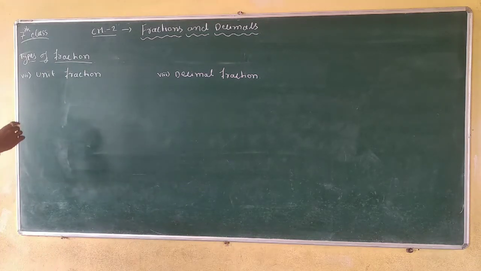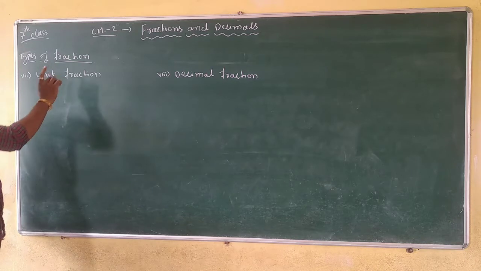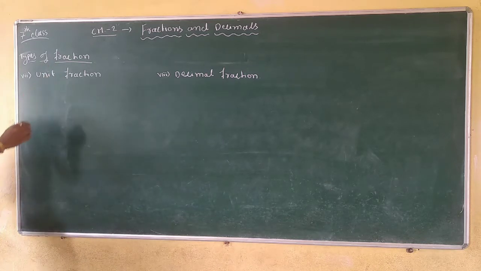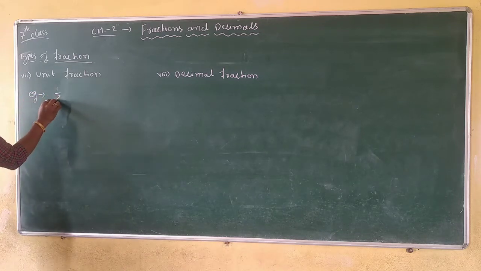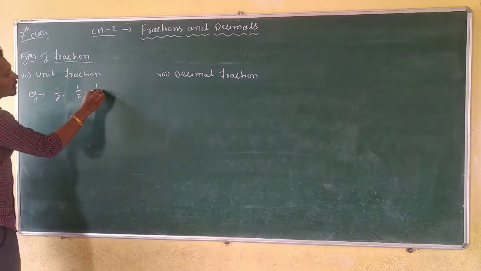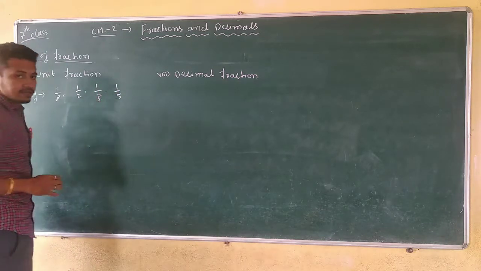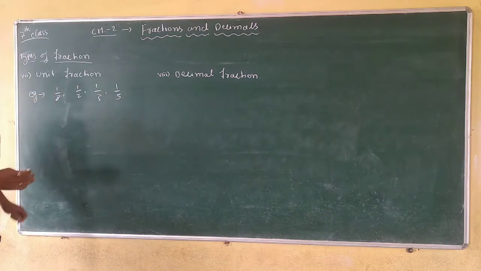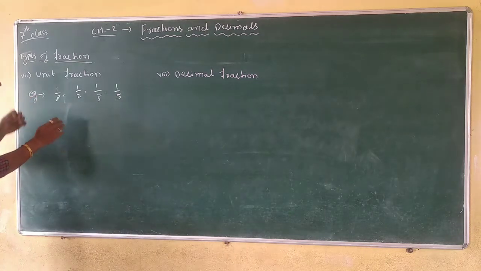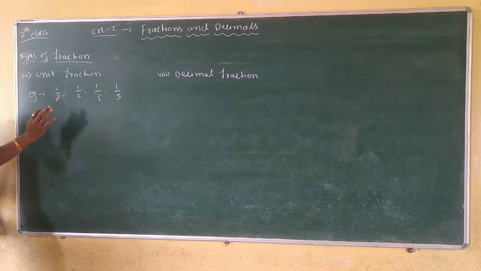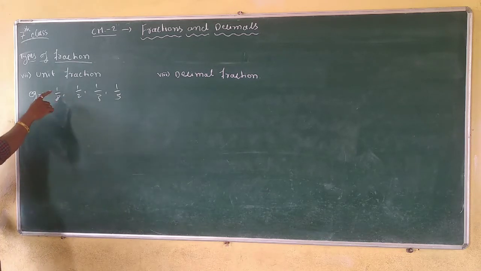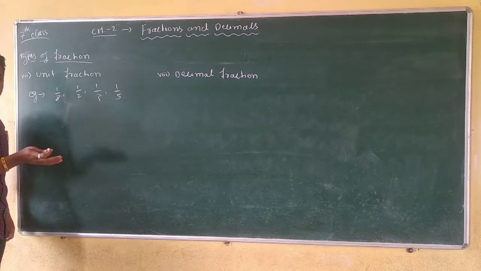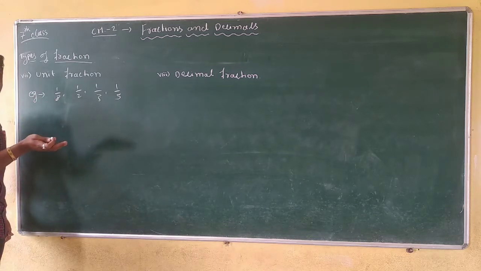Fractions. Now we are going to study the seventh type of fraction. The seventh type is unit fraction. Take some examples for unit fractions: 1 divided by 8, 1 divided by 2, 1 divided by 3, and 1 divided by 5. These are the examples for unit fractions. See here, which one is common to observe? 1. Is 1 in the place of numerator or denominator? Yes, 1 is in the place of numerator.